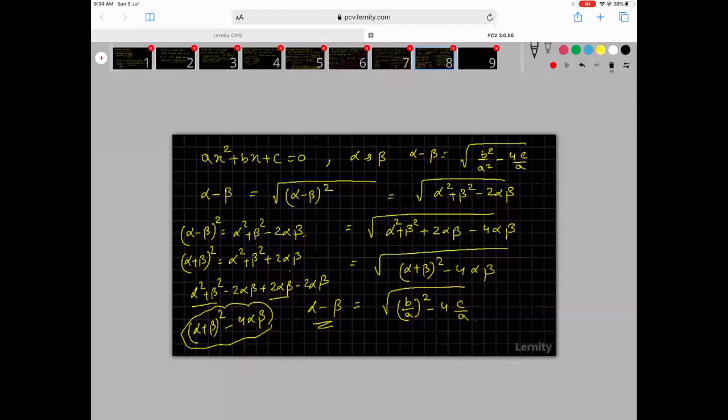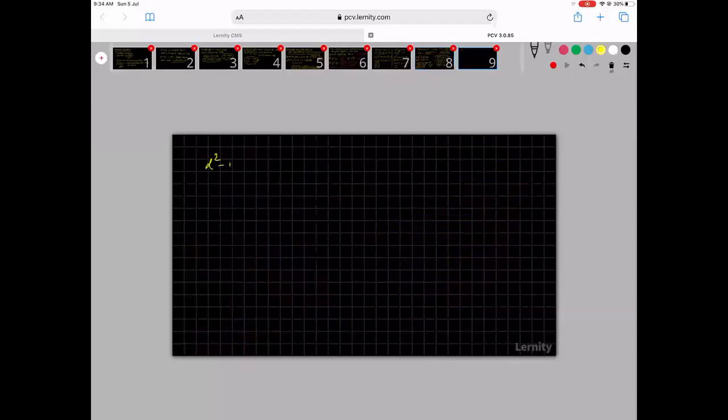So for the last one, I asked you what is alpha squared minus beta squared. So you can say that is equal to, so we know alpha plus beta, we know alpha minus beta. So we can move on from there. Okay. So if you understand this, then let's move on.